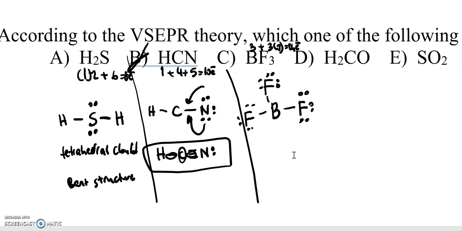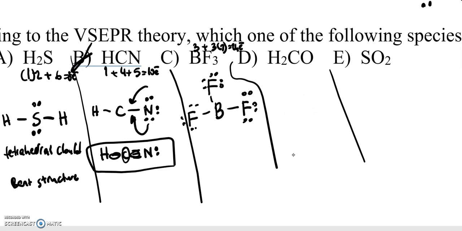And here, we don't want to make the boron an octet because it's another exception, okay? So boron is an exception. So here, this is obviously not going to be linear, right? Definitely not linear because we have 3 atoms around it.